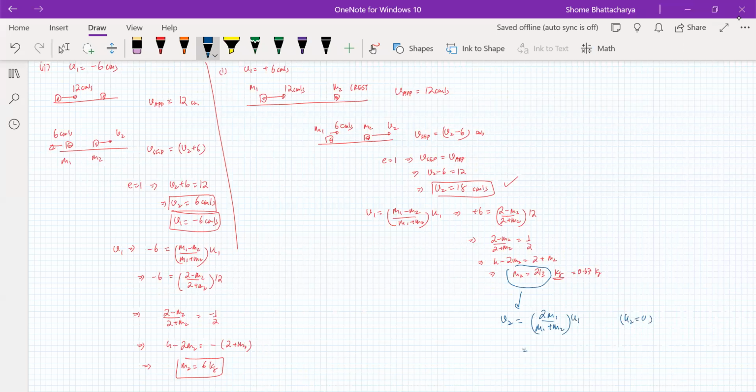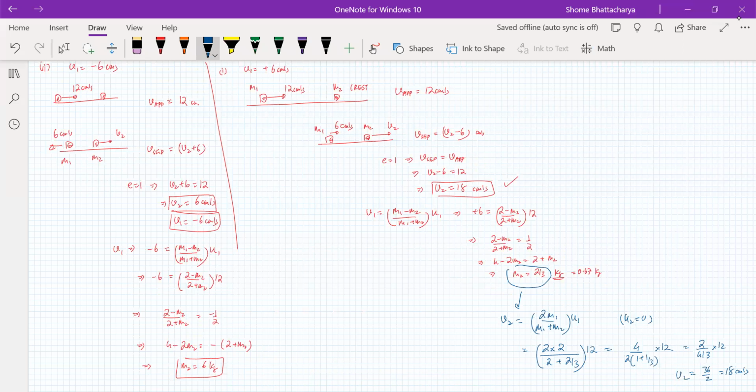Okay. So it will become 2 into what was m1 now, 2 kgs, right? So 2 into 2 divided by 2 plus 2 by 3 times u1, which was 12. So you can see this is 4, okay, to 12. So 2 upon 4 by 3 to 12. It's 18 centimeters per second.